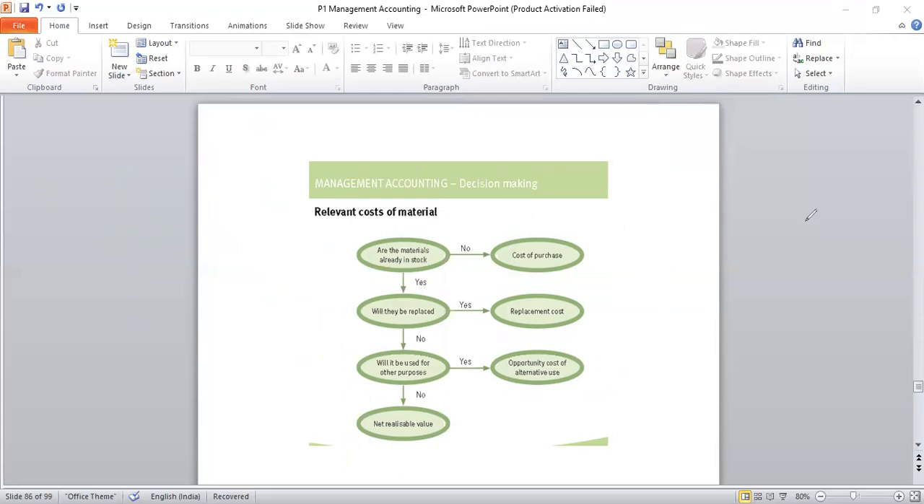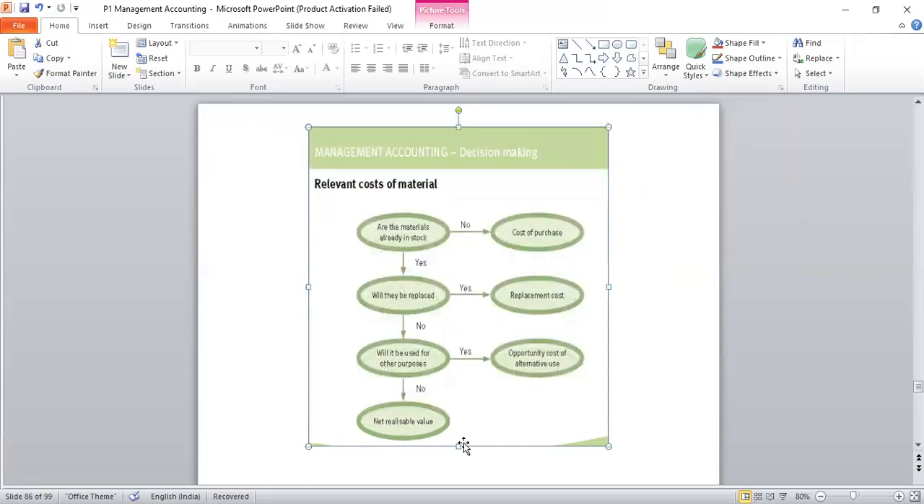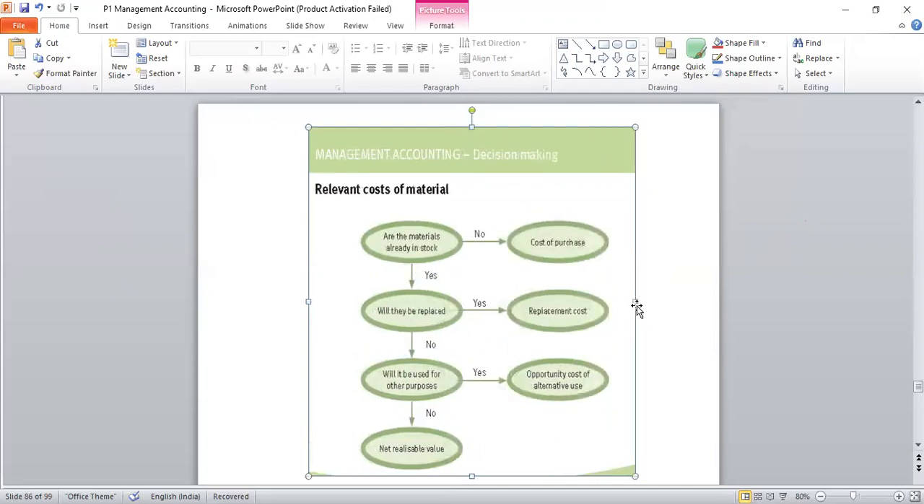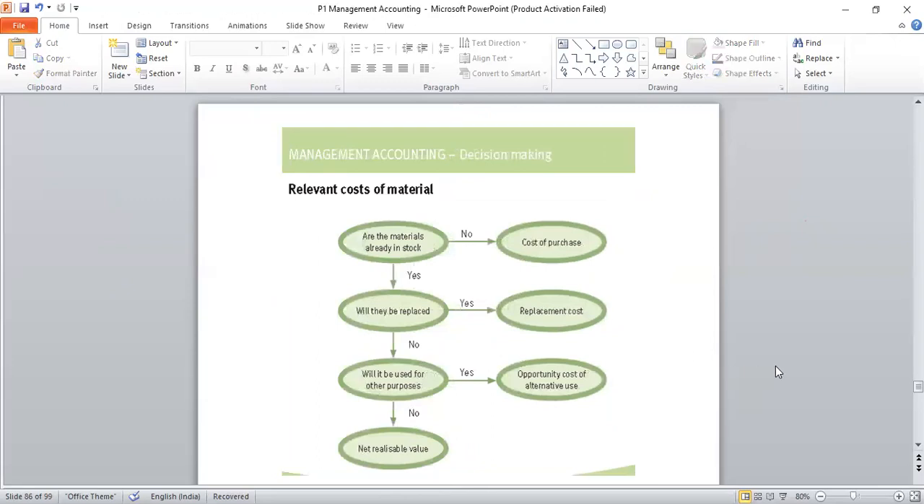Now, there are a few examples given about material and labor. There are two examples given, showing how the decisions are taken. Let's have a look at that. Let's suppose a decision has to be taken with respect to material. Are the materials already in stock? So the decision is whether material has to be purchased or not.